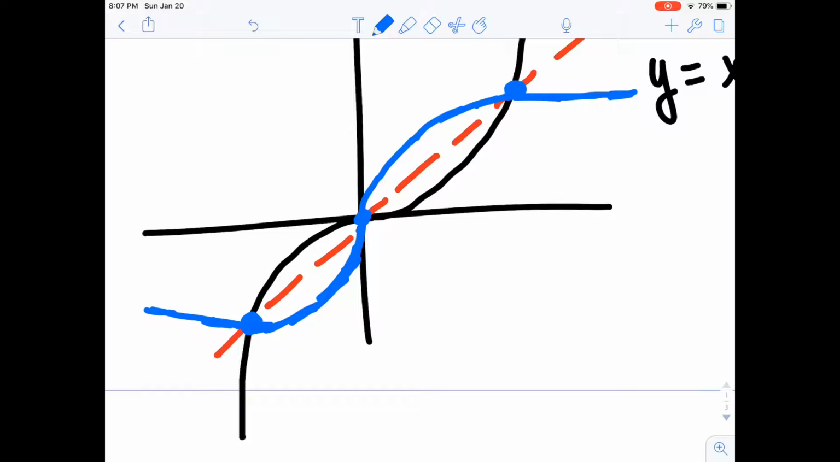So the graph of your blue line is actually the graph of your inverse. And that's how you do it. You just draw a diagonal line of y equals x.